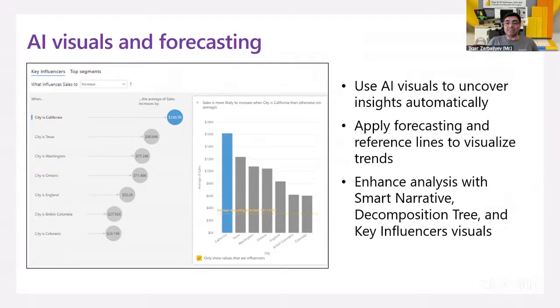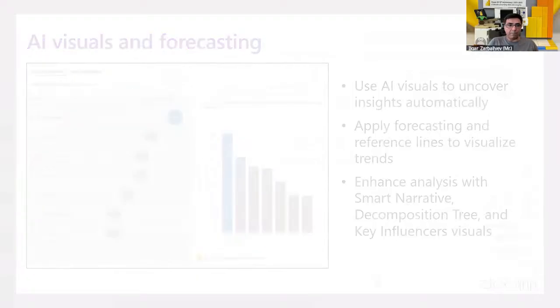And for deeper analysis, smart narrative automatically generates a written, plain language summary of what's happening in your visual. The decomposition tree lets you drill into a metric and break it down across multiple dimensions interactively. And key influencers visuals analyze what factors are actually driving a particular outcome. Genuinely powerful stuff for explaining the why behind your numbers, not just the what.